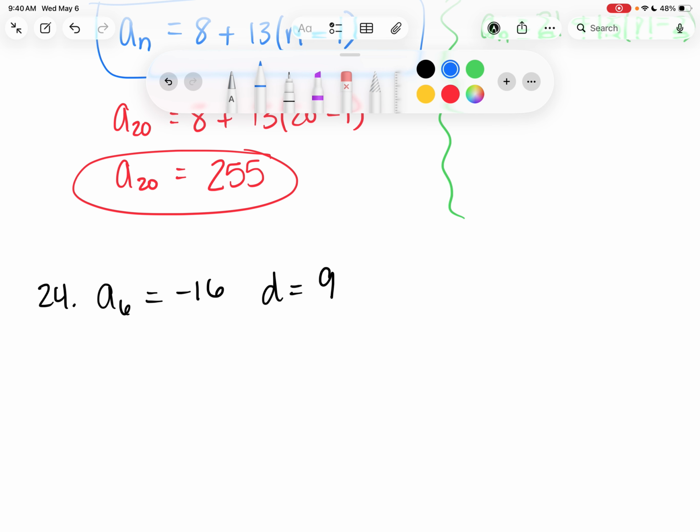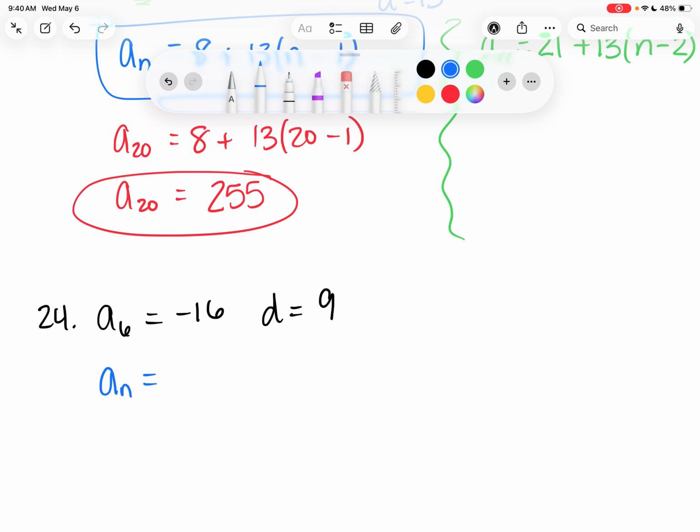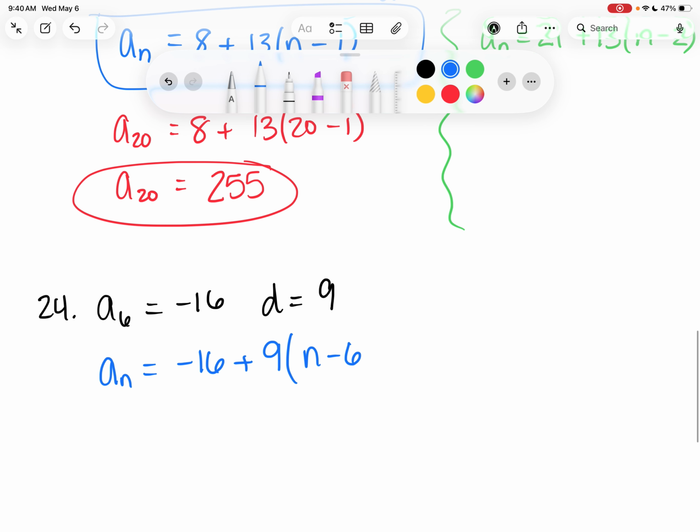So we're going to have a sub n. So I'm going to have to use this formula that I had used in the last one in green to do this one. Is equal to, well, I'm going to have to start with the 6th term, so that's negative 16, plus the common difference of 9 times n minus 6, because it was the 6th term. So this would be the way we write the rule. And then it wants me to write the first 6 terms. So I'm going to just put a little space here for each of them.